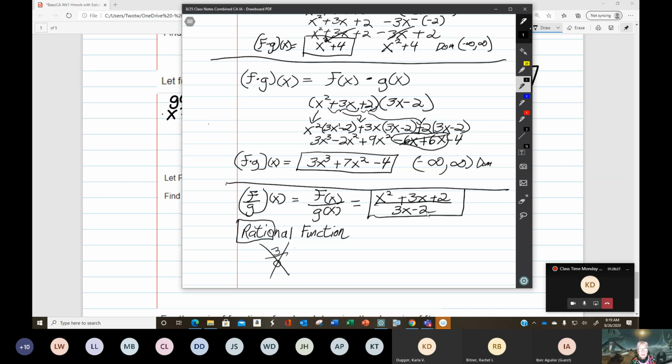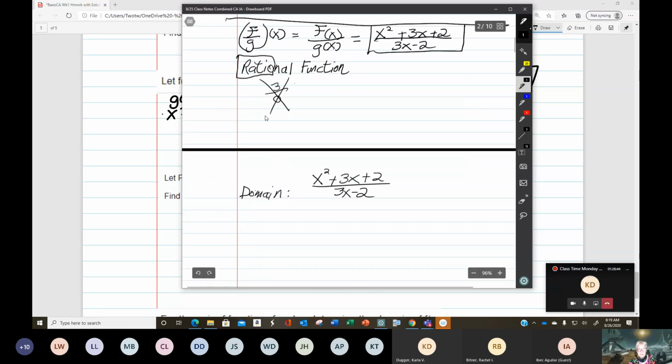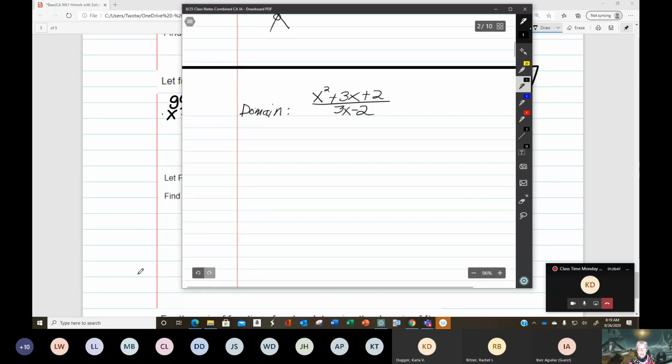I have to find what x will make 3x minus 2 a 0, and then take that out of the domain. Where's the domain? The x-axis. So it's going to get taken out of the domain. So here we are. And the first thing I have to do is, I don't care beans about what's on top. Not at all. I care about what's on the bottom, because that's where the danger is. So I'm going to take 3x minus 2 and set it equal to 0 and solve for x.